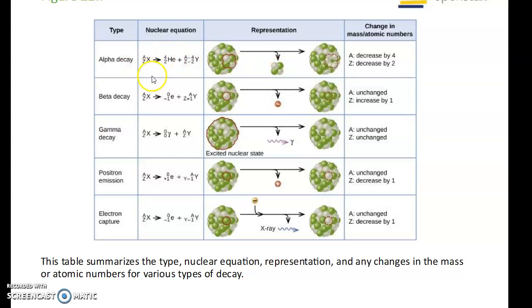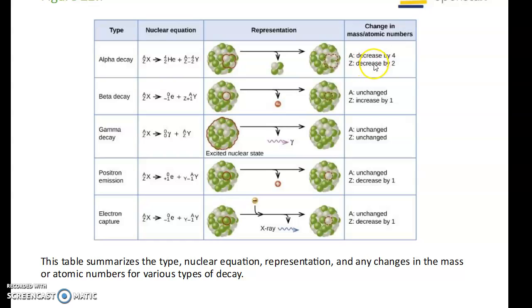And so the equations are the following. Whatever that element is, with its number of protons and its total number of nucleons, protons and neutrons present, gives off a helium ion, an alpha particle. A drops down by 4, Z drops down by 2. Okay, so the changes in mass number and atomic number are the following.